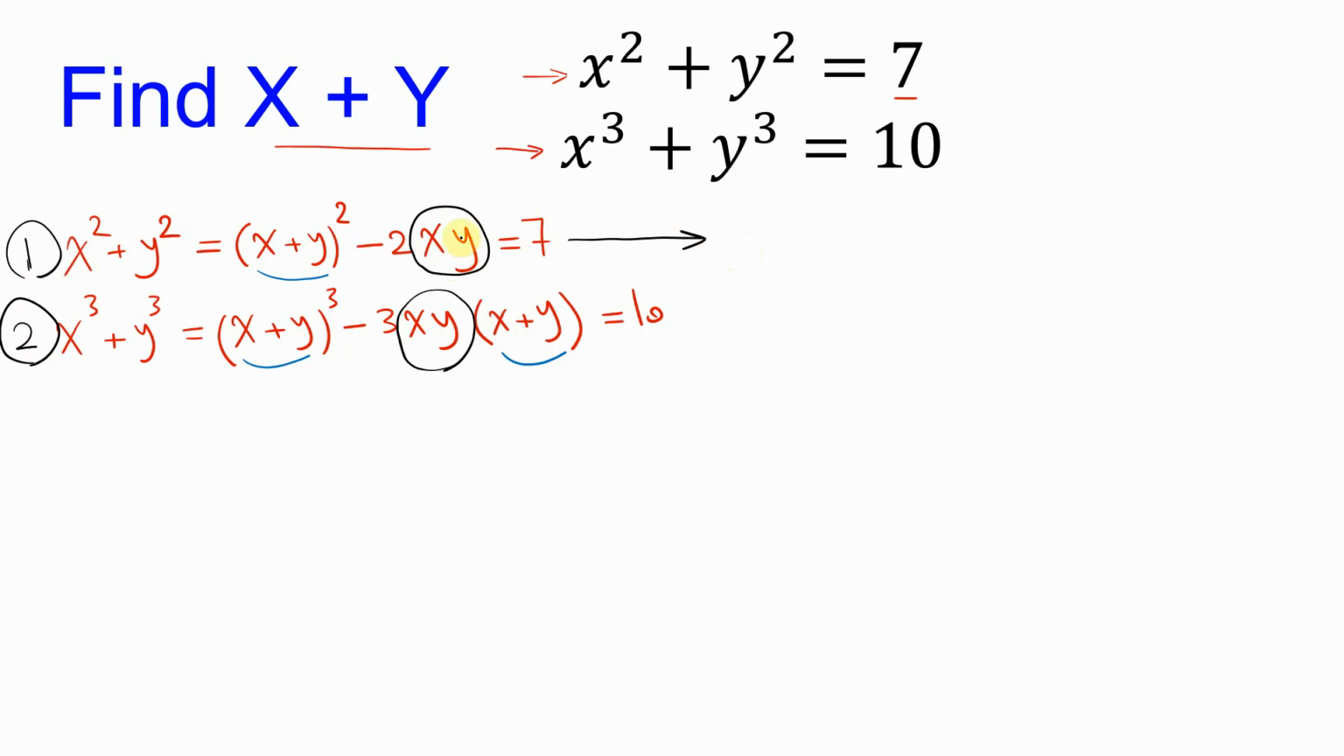Okay, now from the first equation we can rewrite xy. I'm going to move it to the right hand side, so the sign is going to be changed, and move 7 to the left hand side. So the final answer would be (x plus y) to the power of 2 minus 7, divided by 2. This is for xy.